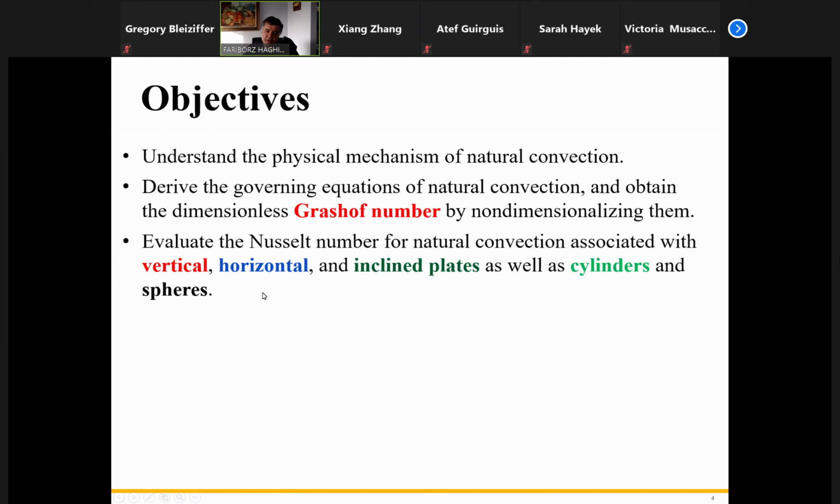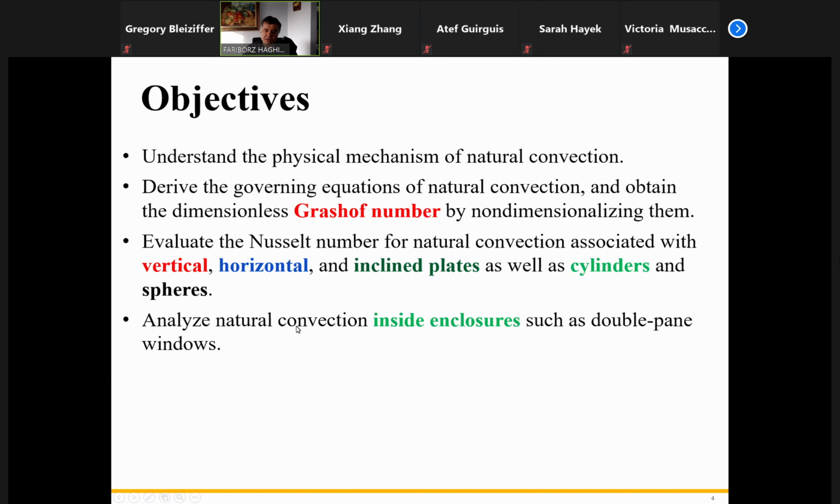Therefore, we're trying to find the appropriate set of correlation equations for when we have a vertical wall, or a horizontal one. Again, horizontal means it could be a ceiling or a floor. And it could be inclined, like attics, like here. And also other geometries. And then we try to find the natural convection inside an enclosure, because sometimes we have two glass panes of a window. There's no fan, but there is natural convection in between, and in this case we call it an enclosure.